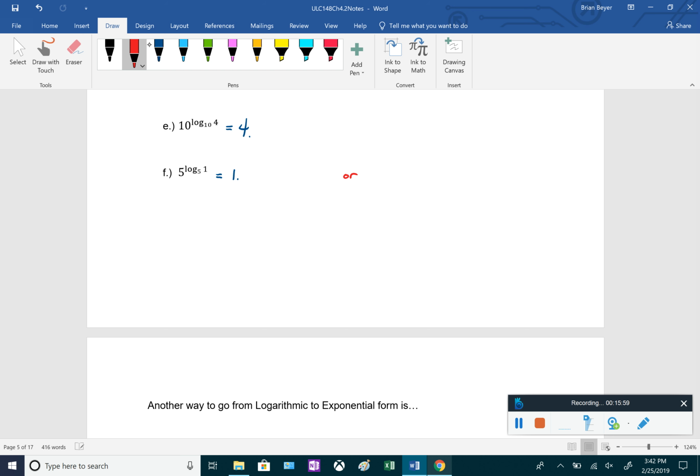Or what we can recognize here, if we wanted to, is that 5 raised up to the log base 5 of 1: log base 5 of 1 equals 0, right, based on the properties that we just did a second ago. Log base anything of 1 is 0. So this is 5 to the 0, which is also 1. Whichever way you want to think of it, either way it's correct.